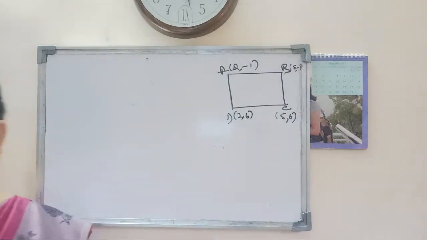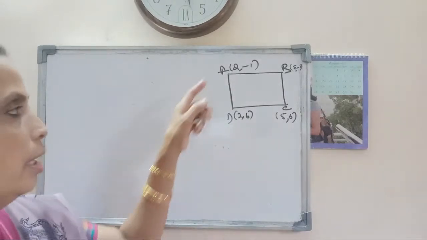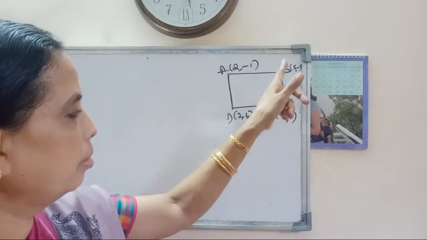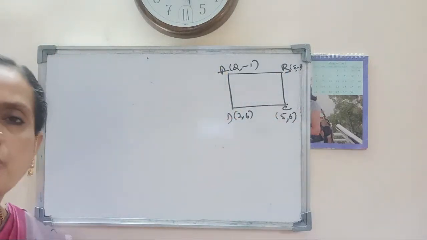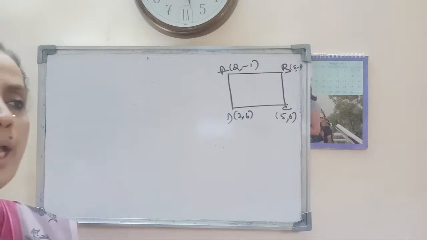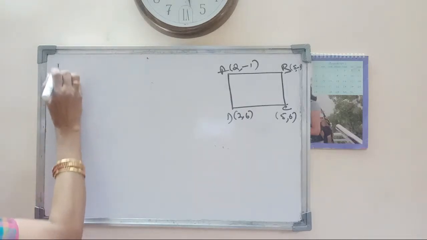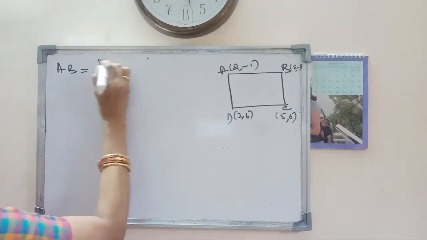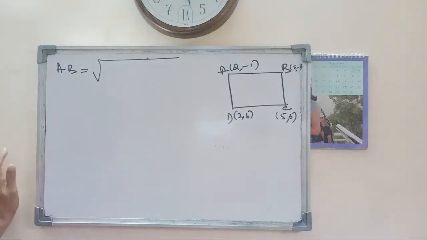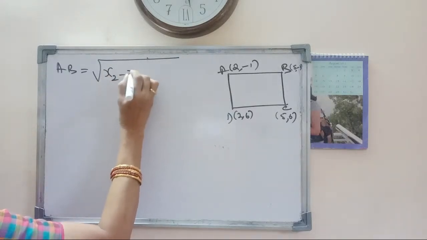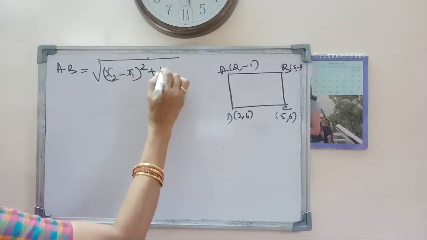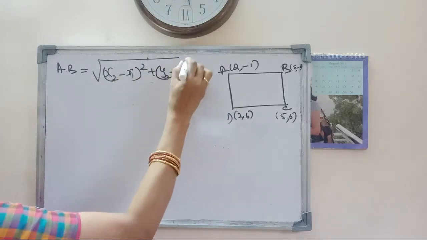So to check, first let us find out the distance AB, CD, then BC, DA. If opposite sides are equal, then again you have to prove whether the diagonals are equal or not. AB distance using the distance formula. For the beginning, I will write the formula. For other sides, we can directly make use of it. That is root of (x2 minus x1) whole square plus (y2 minus y1) whole square.